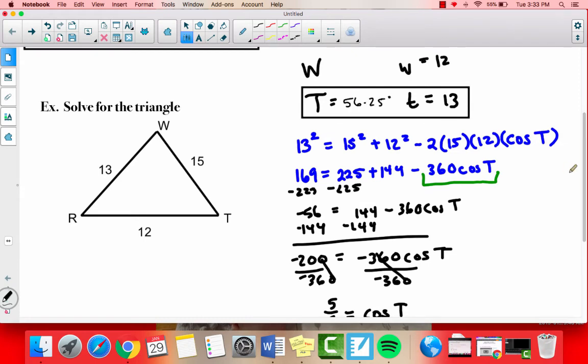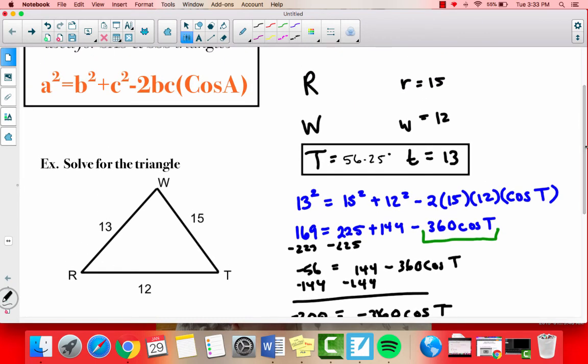56.25 degrees. And if we look at our chart, we have a full row of information, which is great because if you have a full row of information, if you remember from the last video, that means we can use the law of sines. So now I'm going to solve for R and W's angle measures, but instead of using the law of cosines, I'm going to use proportions with the law of sines.